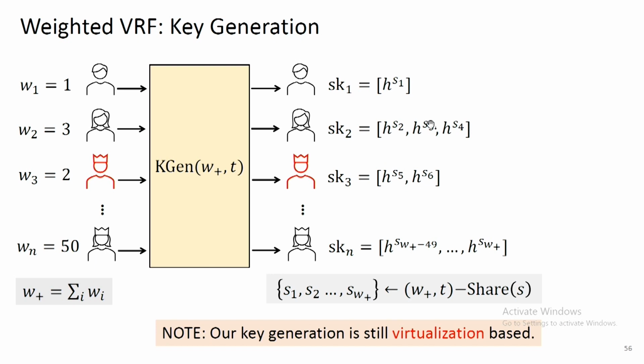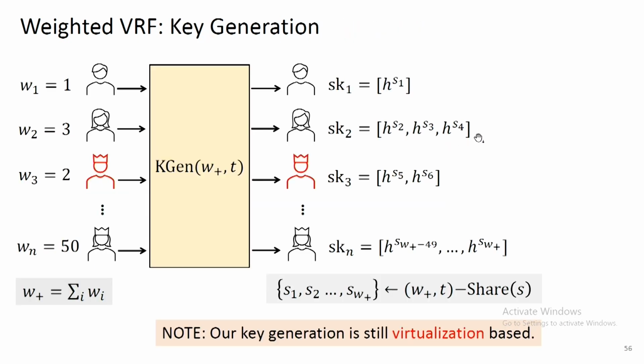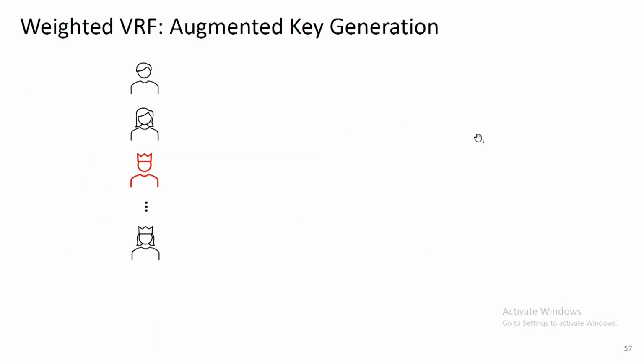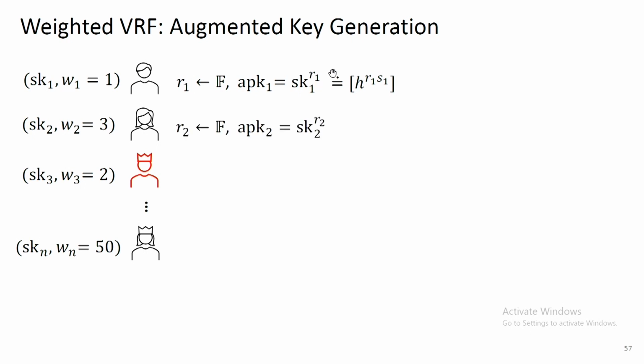But for the key generation, we don't know how to make them shorter. So what we are doing here is exactly virtualization. Okay. So the augmented key generation is where things become really interesting. So now each party samples one random value independent of their weight and computes this aggregated public key, which is as follows. They take their random value and raise it to the secret key.